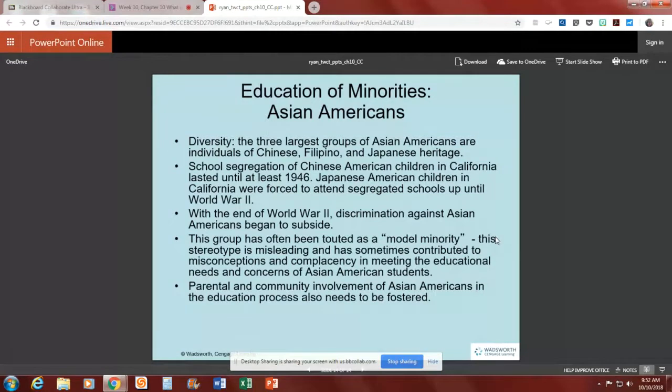This group has often been touted as the model minority. This stereotype can be misleading and has sometimes contributed to misconceptions and complacency in meeting the educational needs and concerns of Asian American students. And the last bulleted point on this slide is that parental and community involvement of Asian Americans in the education process really does need to be fostered.